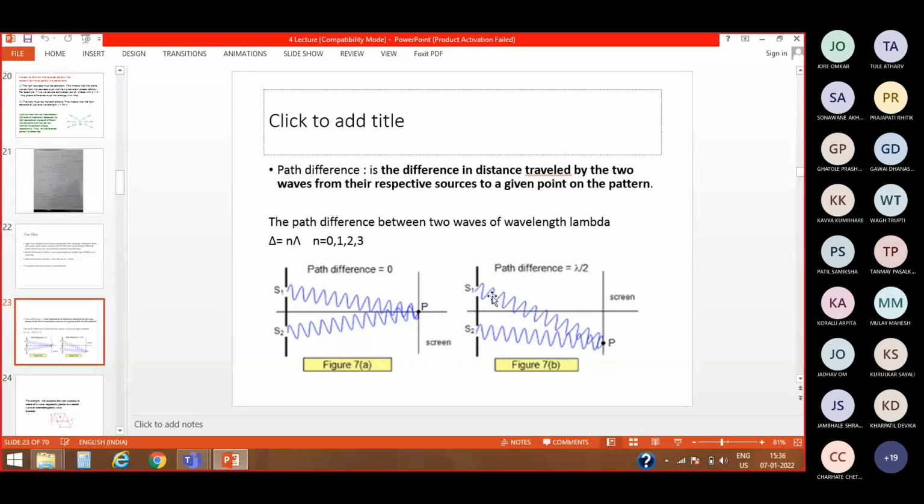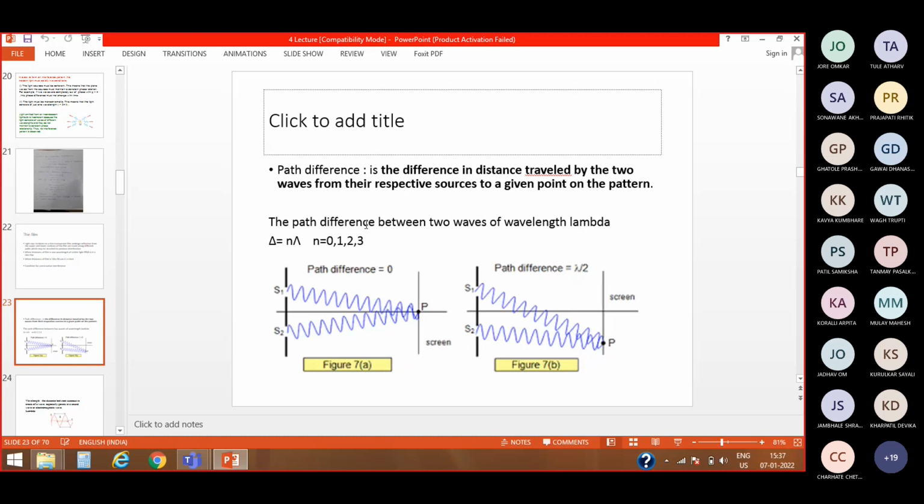And in this figure, this is S1 and S2. When both meet at this point P, destructive interference happens. It means the crest of one wave meets the trough of the other wave. So that's why we are not able to get light here. We get a black spot or black line. So the path difference in destructive interference is lambda by 2. The path difference in case of constructive interference is 0 or lambda.